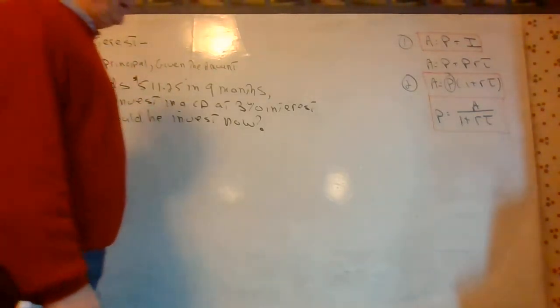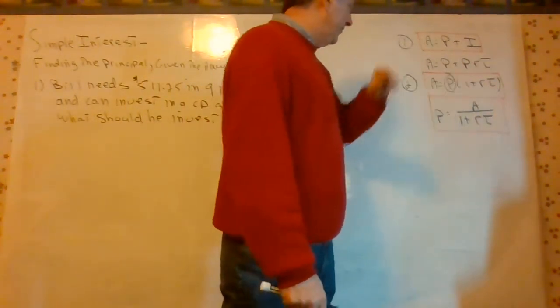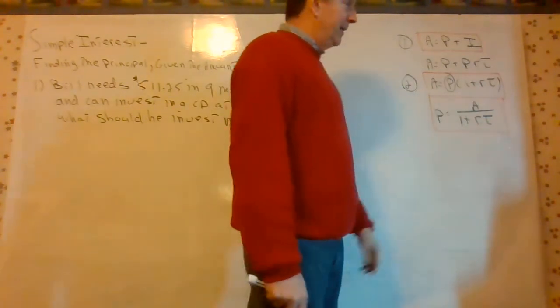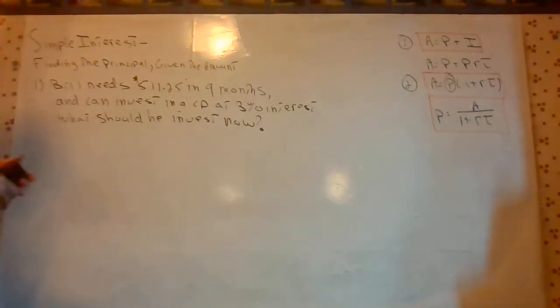So this formula, we can divide both sides by 1 plus RT, do some algebra, and we get P equals A over 1 plus RT. And that's our new formula for the day. If you watched the previous video, you probably know the answer, but just pretend that you don't.